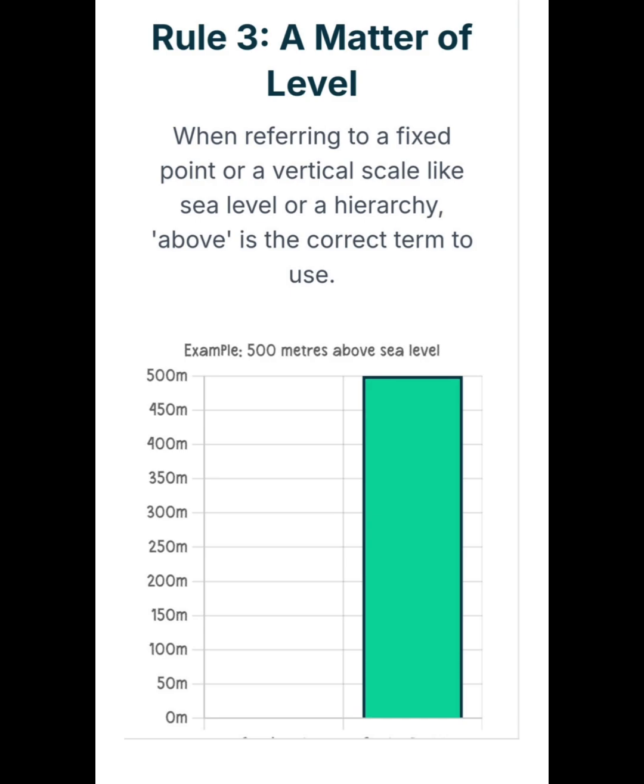Rule 3. Is a matter of level. When referring to a fixed point or a vertical scale like sea level or a hierarchy, above is the correct term to use rather than over. Example, we will say 500 meters above sea level, we can't say 500 meters over sea level.